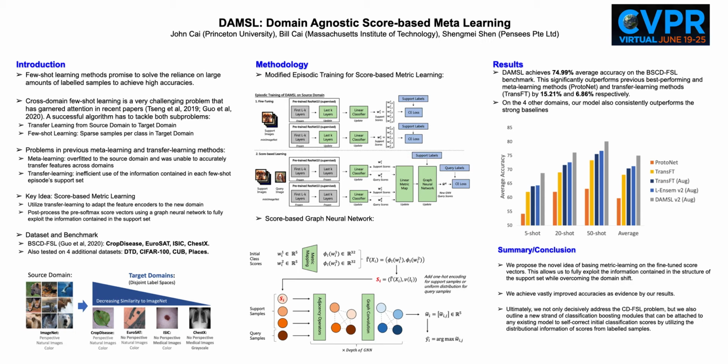DTD, which is the describable texture dataset, CIFAR, COP, and places. Right. So now moving a bit more in depth into our methodology. We have a modified episodic training process. What we do in the first step is a process of fine tuning.